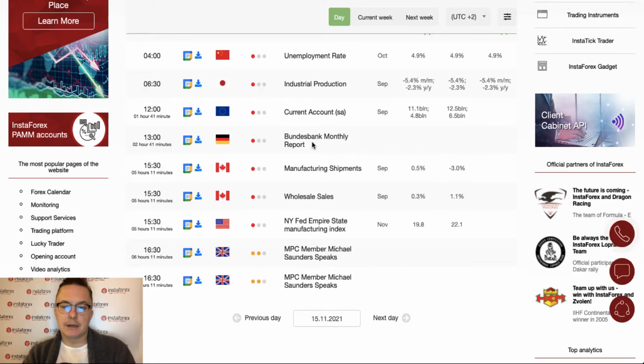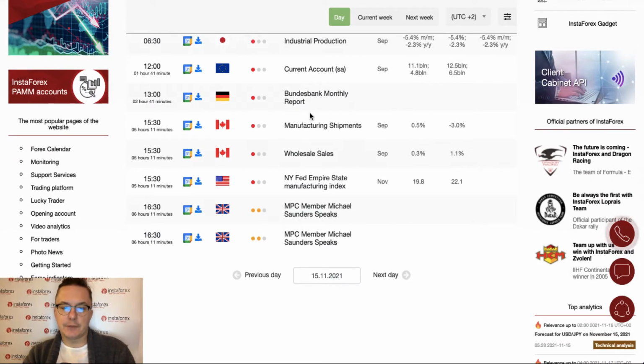1 p.m. and current account at noon. There is nothing interesting here in terms of economic data release. New York session, we got only manufacturing shipments and wholesale sales from Canada, scheduled for release at 3:30, together with the New York Fed Empire State Manufacturing Index, scheduled for release at 3:30 as well.